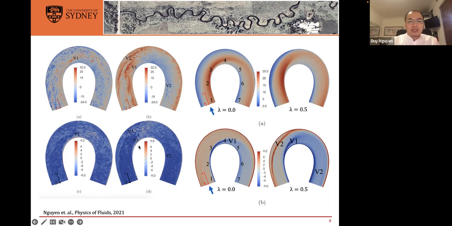stratified flow, we see that it is more amplified compared to neutral flows, and the reason is the two separated shear layers that I just talked about earlier. So that is for a very sharp bend. So what happens if we now change the curvature?